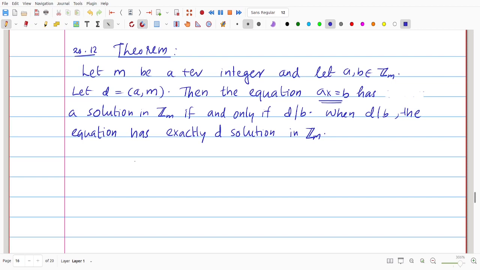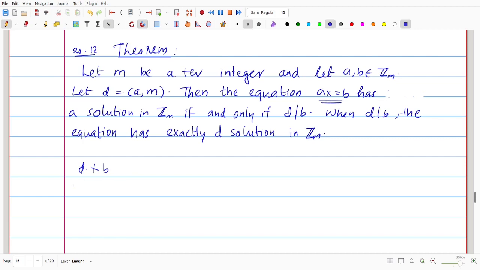In order to prove this if and only if criterion, first we assume if D divides B, then Ax equal to B has a solution. If D does not divide B, then Ax equal to B has no solution. Okay, so we start with D does not divide B. We will prove that Ax equal to B has no solution.